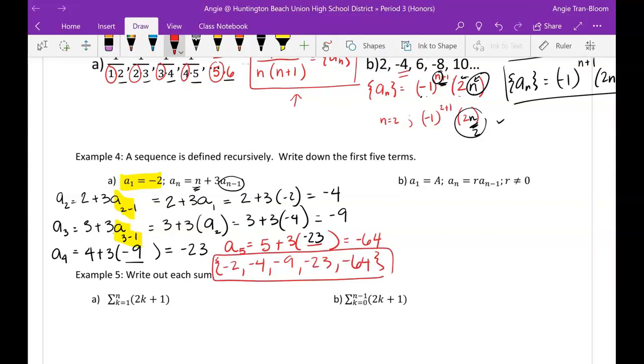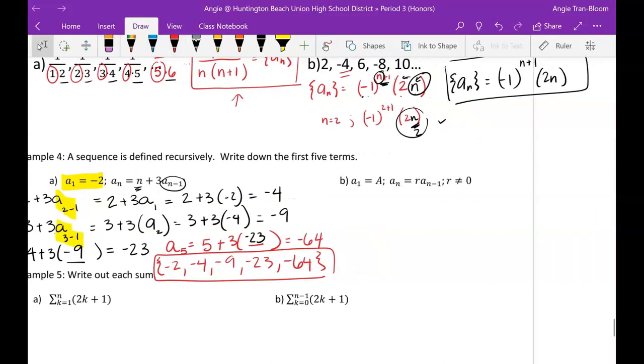All right, B, same exact thing, okay? They gave you a sub 1 already, so we don't have to find a sub 1, but we do have to find a sub 2 all the way to a sub 5. So a sub 2 is, it says r is r, so keep r as r, and then times a, and then it says n right here is 2, so 2 minus 1, which is really r times a of subscript 1, which is really r times capital A, okay, because a subscript 1 is capital A, so you can't leave a subscript 1 of a subscript 1.